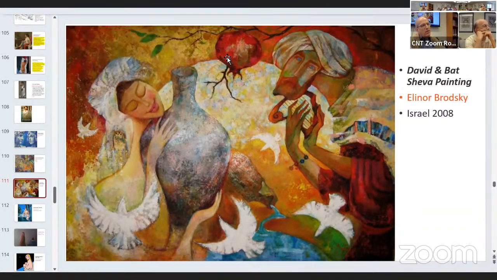And here's like a pomegranate tree representing that old sin. And we have all these birds.